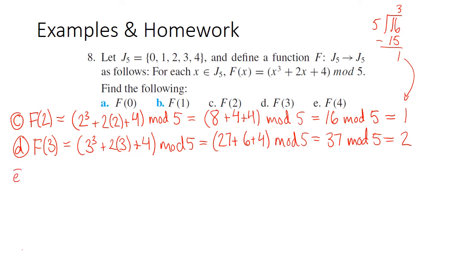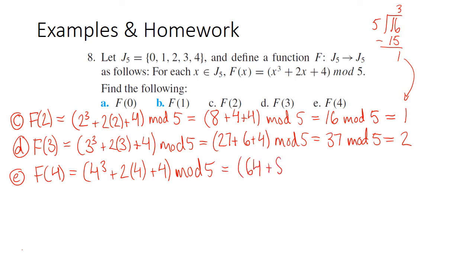And then part E, plugging in 4, so we're going to have 4 cubed plus 2 times 4 plus 4 mod 5. So 4 cubed is 64 plus 8 plus 4 mod 5. So this is going to be 76 mod 5. And then that is 1 more than a multiple of 5, so this is going to be 1.